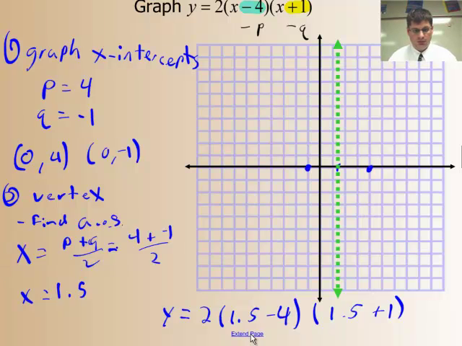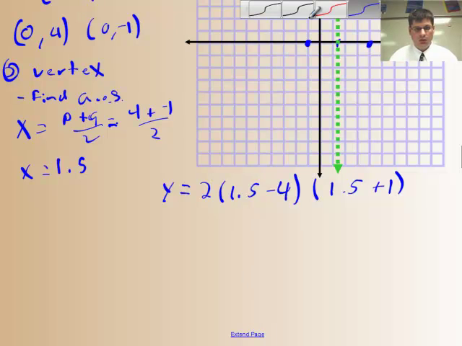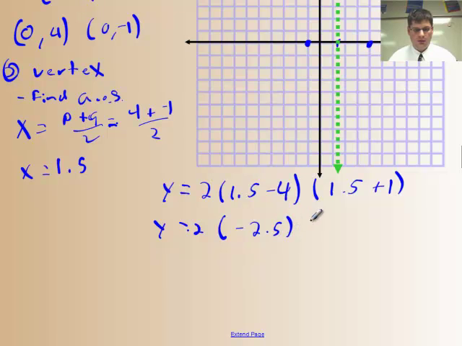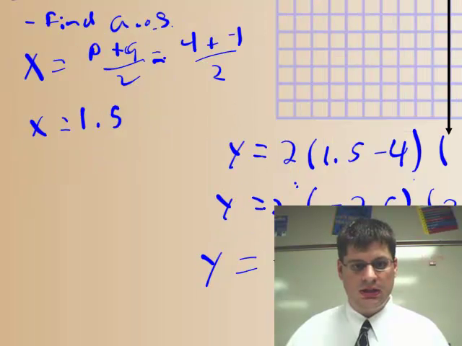All right, so 2, and then this is going to give us negative 2.5, and this is going to give me positive 2.5. All right. And now we just multiply this whole mess together. Okay, so that's going to get me negative 12.5.